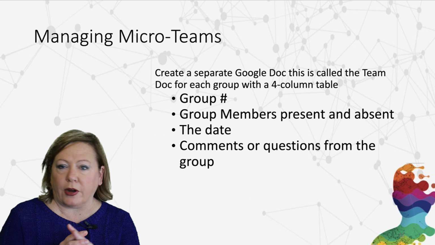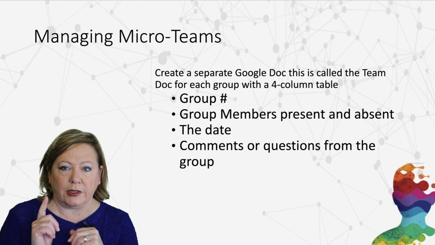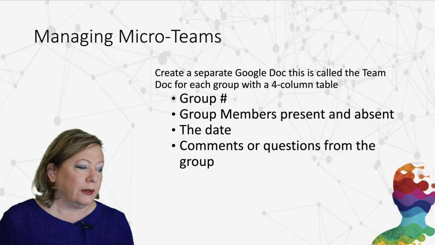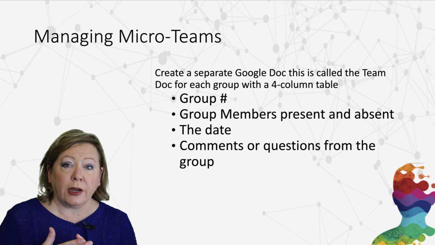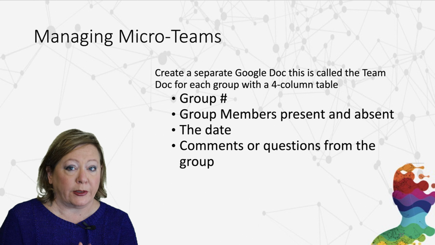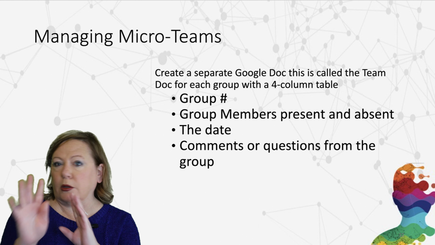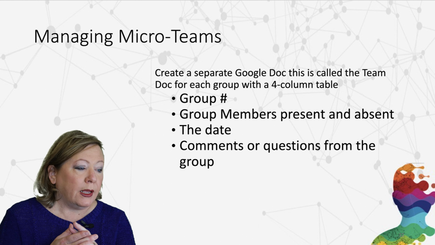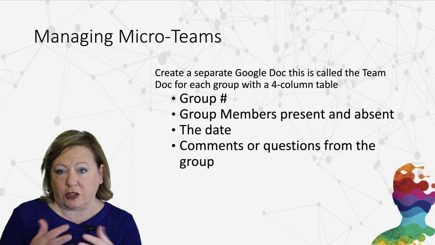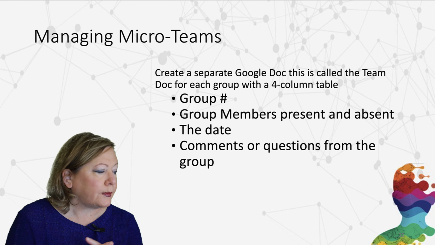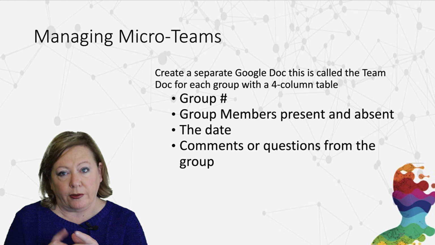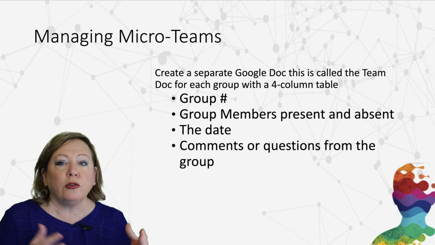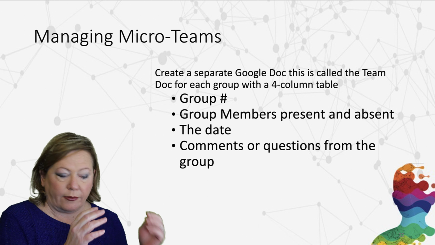For every group, I would make one Google Doc, and it'd be very, super simple, 4 columns. What's your group number? Who's there? Who's present and who's absent? Key, especially with this constant change of present or not present. So present or absent just means, were they at the group today? What is the date? Again, looking for patterns, and comments or questions from your group. So this is just getting a pulse of your group.